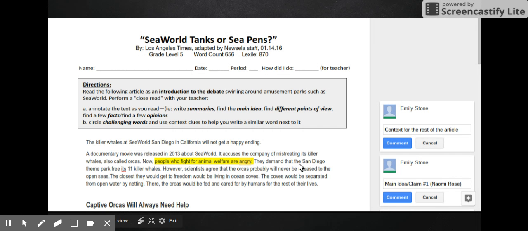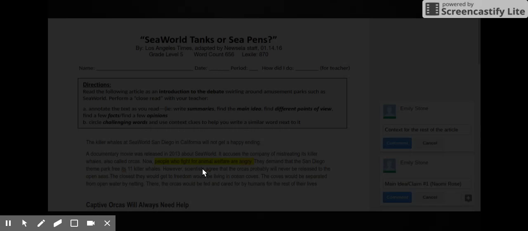I put a couple screenshots of the article so you can see what I'm talking about. Now, here I highlighted a context right here. This is just the context of the article in the beginning paragraph. It's telling us we're going to talk about SeaWorld, and about the people who are fighting for animal welfare, why they're angry, and just what's going on with SeaWorld. So that's just some background information.